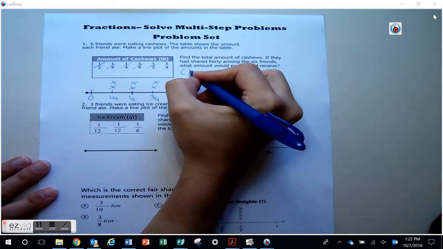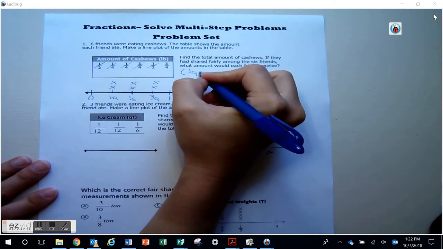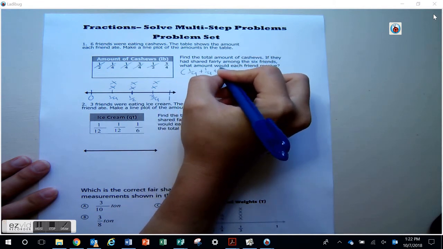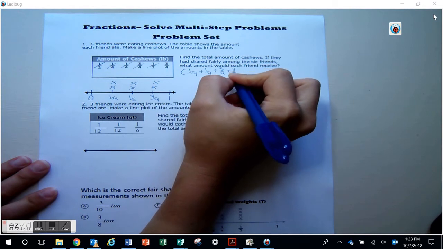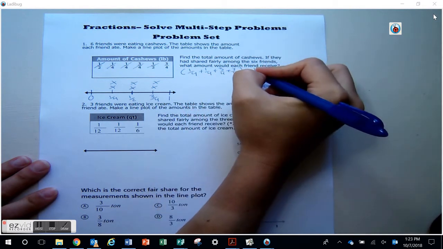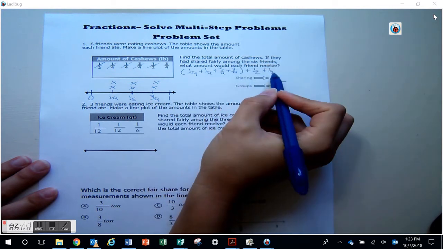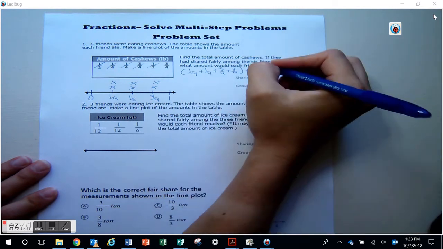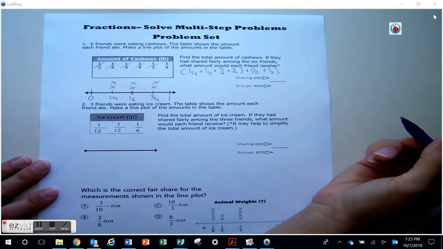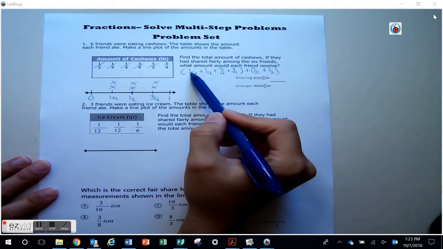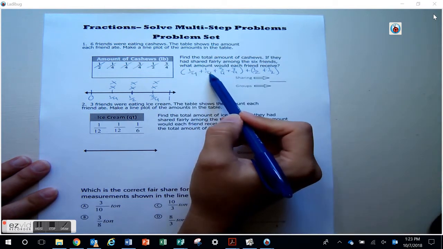Well, I'm going to group the like denominators here. So we'd have 1/4 plus 1/4 plus 3/4 plus 3/4 plus our 1/2 plus 1/2. Let's see, 1, 2, 3, 4, 5, 6 friends. Beautiful. These have the same denominator too, so I'm going to group those.